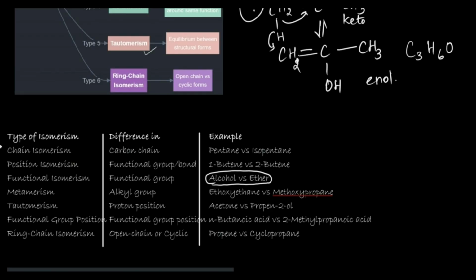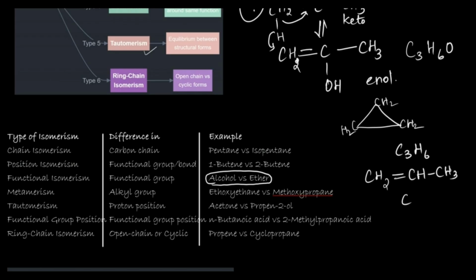The next part is a very simple isomerism type, ring chain isomerism. For example, if I write cyclopropane, CH2CH2CH2, C3H6. If I write propene, CH2=CHCH3, the molecular formula is C3H6. Same molecular formula, written as a ring structure and as a chain. So this is ring chain isomerism. Questions can be asked from this part this year.